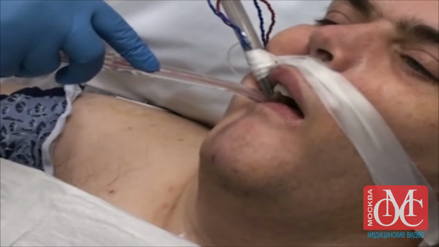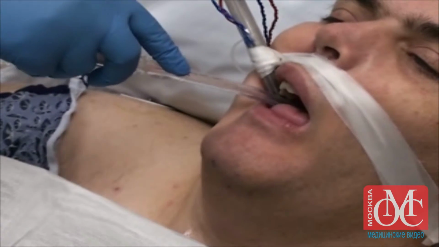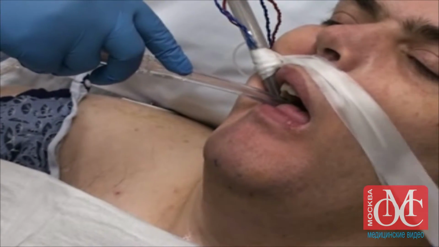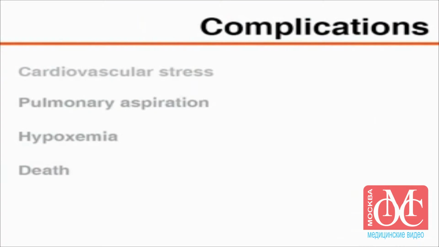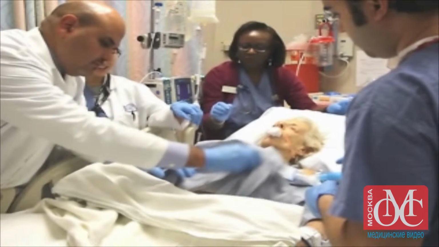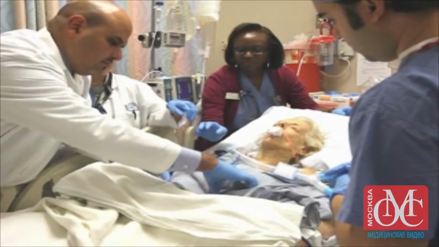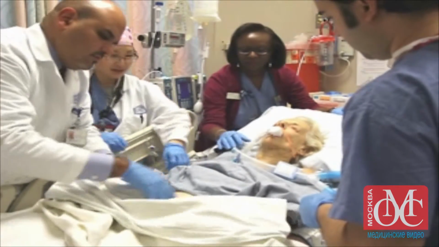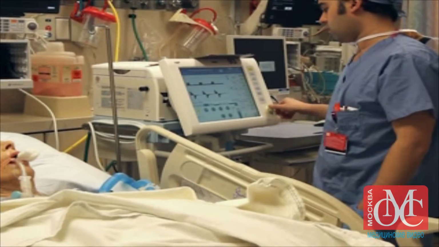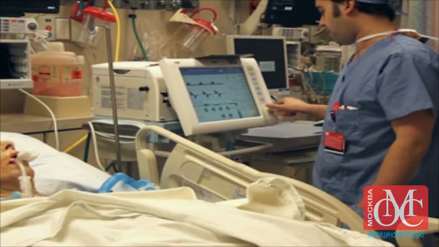Although many problems related to endotracheal extubation are minor, serious complications can arise. These complications include cardiovascular stress, pulmonary aspiration, hypoxemia, and even death. To minimize the possibility of complications related to the removal of an endotracheal tube, a plan for airway management is required.